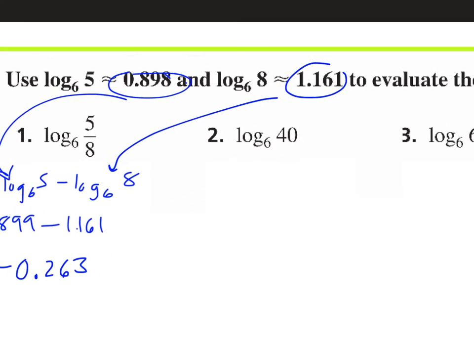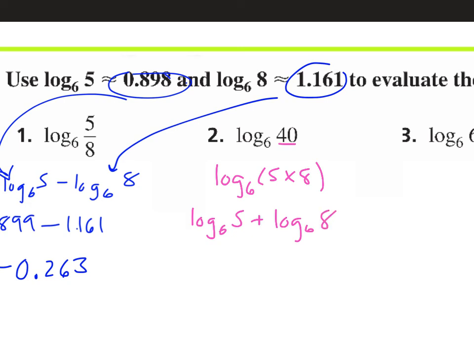All right, let's look at number 2. What is 40 in terms of 5 and 8? It's a multiple, like if you multiply 8 and 5, you get it. Awesome. So log base 6 of 5 times 8. How can we break up log base 6 of 5 times 8? How can we expand it? Add them. Oh, sorry. It's okay, Sandeep. Log base 6 of 5 plus log base 6 of 8.